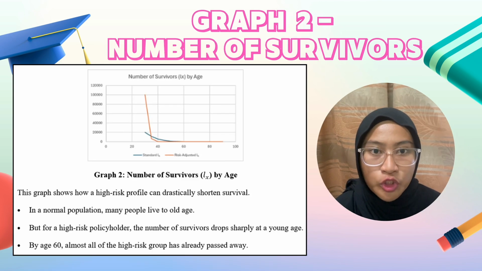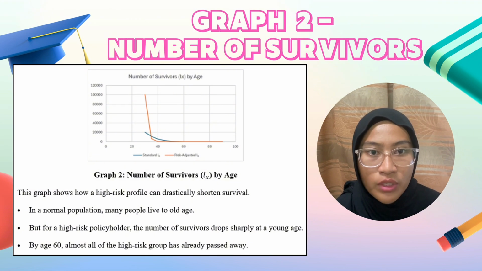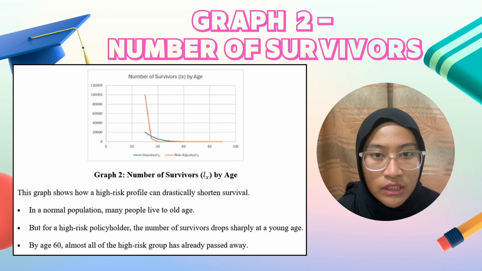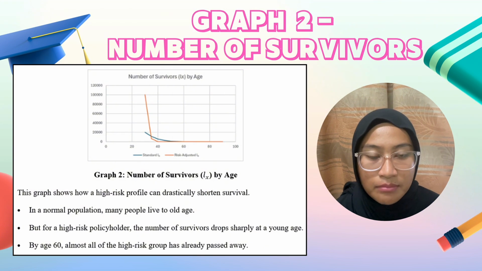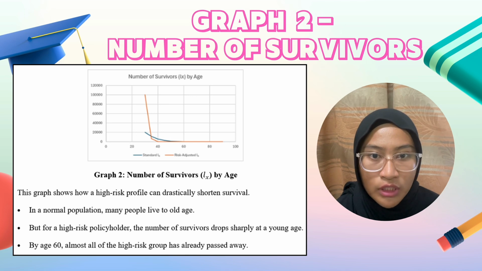The second graph shows the number of survivors by age. For the standard population, we see the typical survival curve where many individuals live to old age. However, for the risk-adjusted population, the number of survivors drops sharply at a very young age. By age 16, almost all of the high-risk group has already passed away. This means that traditional retirement planning and long-term insurance products are almost irrelevant for this individual. The high mortality at a young age completely changes the financial landscape.